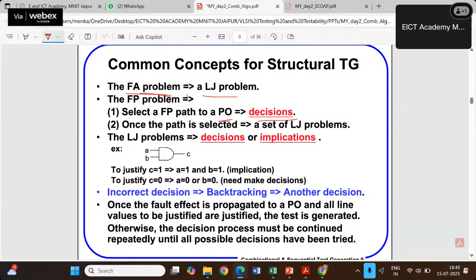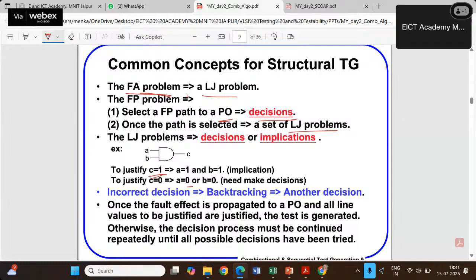Once the path is selected, it becomes the problem of line justification. Line justification means you have to do the implications: corresponding to the output, you have to backtrace and find out what the input was. For example, in this particular case, if C is 1, what is expected at A and B? It is an AND gate, so we are expecting 1, 1. But if C was 0, we have to make a decision. Either A was 0 or B was 0, or both of these can be 0. So there are 3 possibilities: 0 1, 1 0, 0 0.